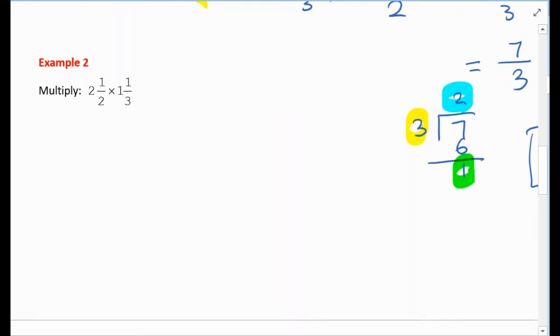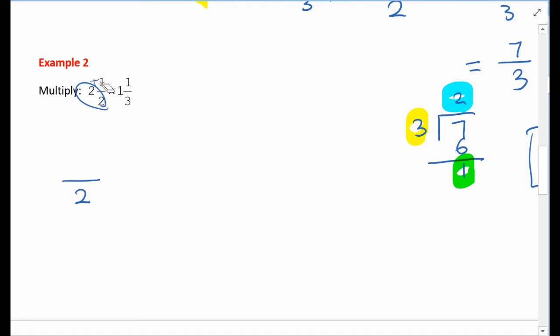Okay, example 2. I want you to pause the video and try example 2 by yourself. As I said, you have to change the mixed numbers to improper fractions. That's always the first step. And don't forget to reduce the fraction. Go ahead, everyone. All right, let's do it together.